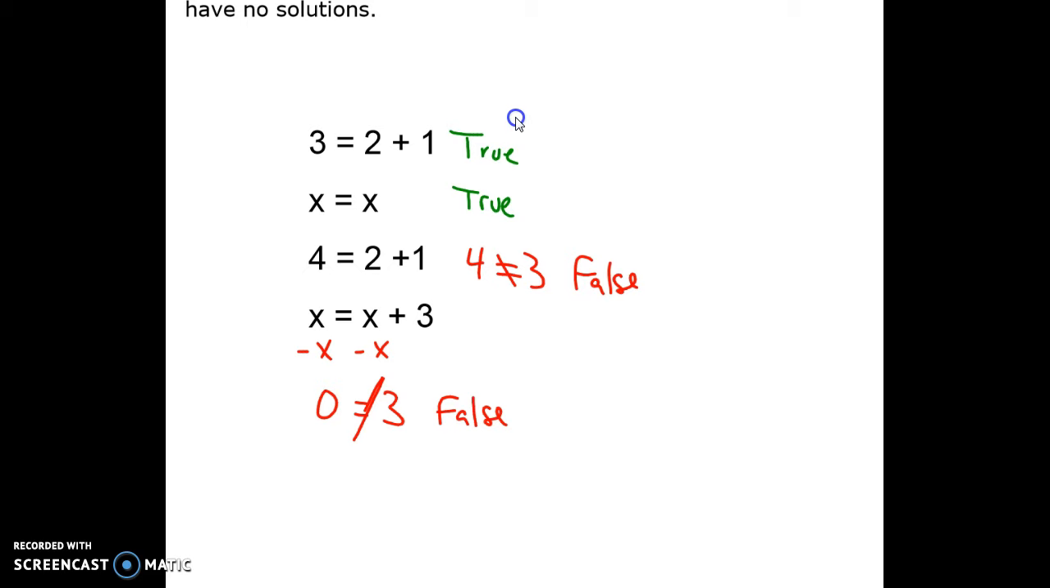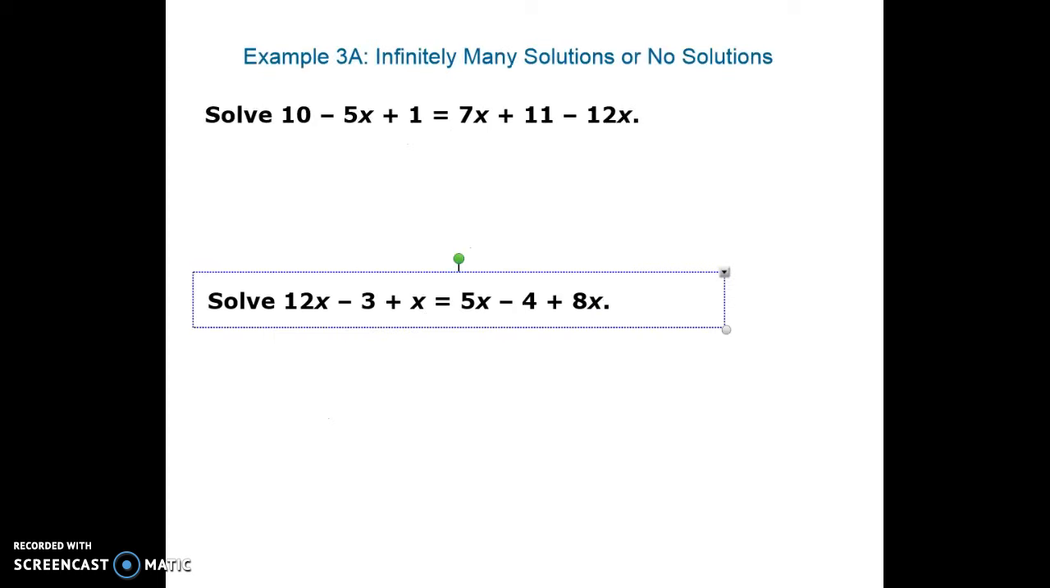So when we talk about identities, we're talking about true statements where you have infinitely many solutions. So let's take a look at these. Identify whether they have infinitely many solutions or no solutions at all. All right, well, the same process is involved. So let's simplify things here.